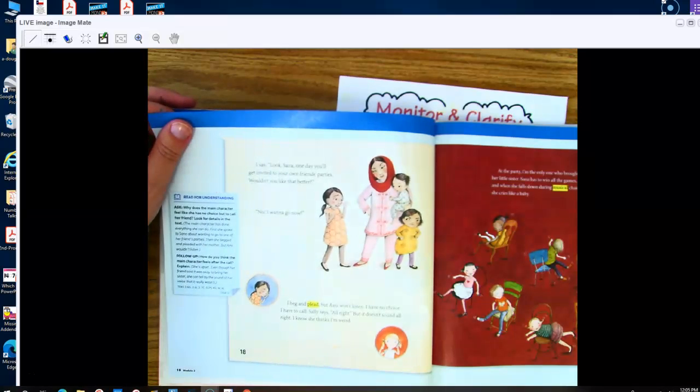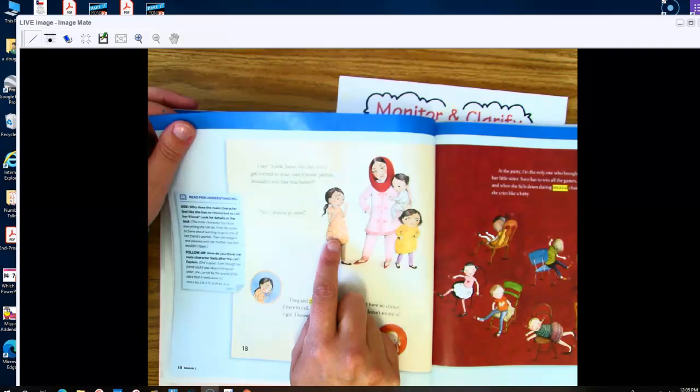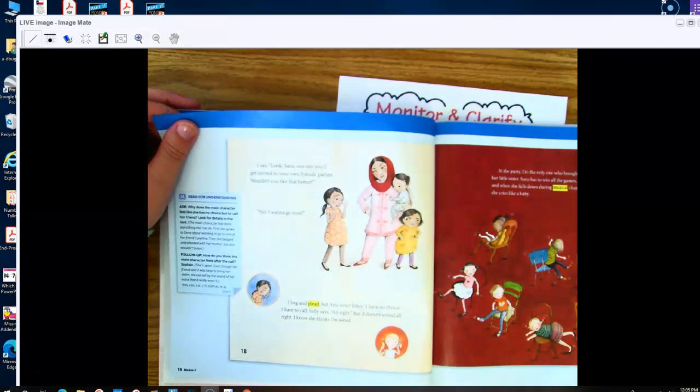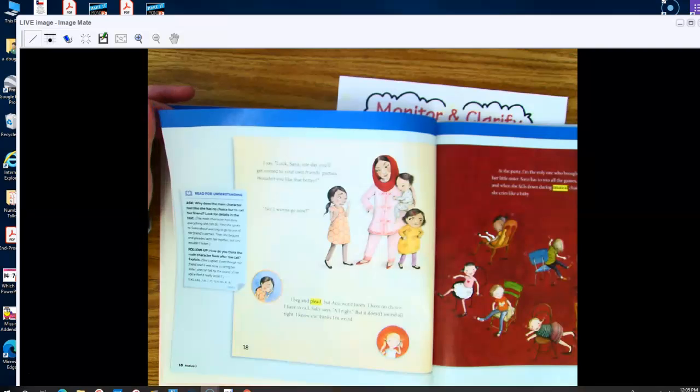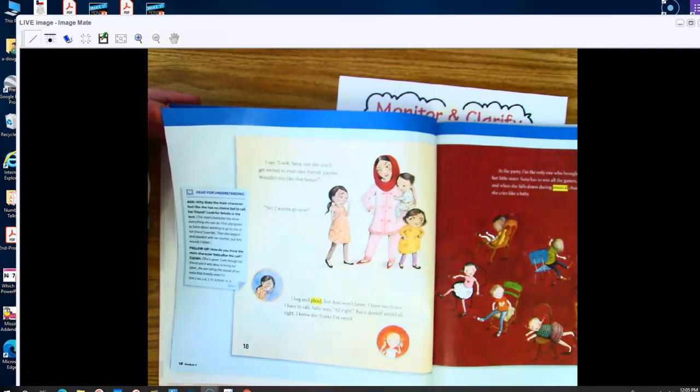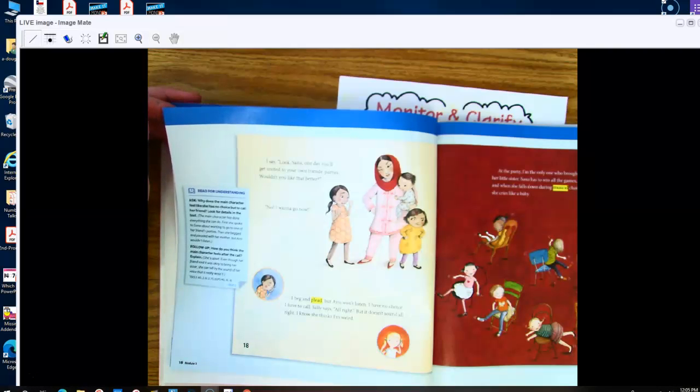So why does the main character, the little girl, feel like she has no choice but to call her friend? Why, Chase? Because she really wants to go to the birthday party. Yeah, and her mom said, only if you bring your sister, right? Okay, how do you think the main character feels about that phone call she had to make? Grant? She didn't want to, so is she mad, upset, scared? What would you think, Emma? Embarrassed. Maybe a little embarrassed. Yeah, I think that's a good word.